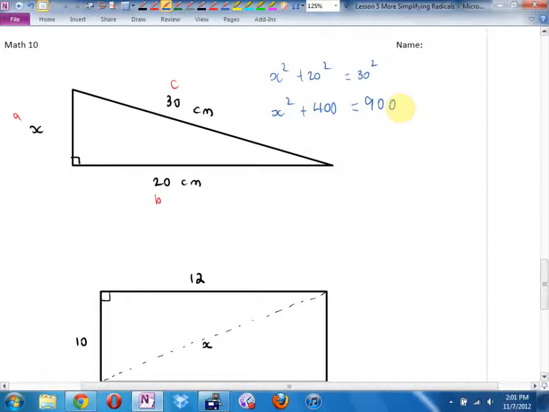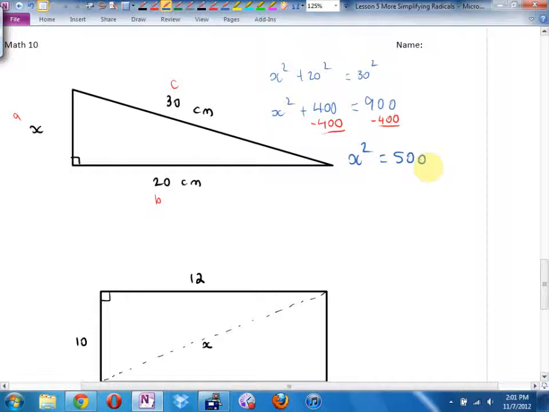Is the x squared by itself already? Nope. Okay. What's that 400 doing to the x squared? It's adding. So how will I move it over? Subtract. And I think I'm going to get x squared equals 500. Let's keep going blue. Be consistent with your color.